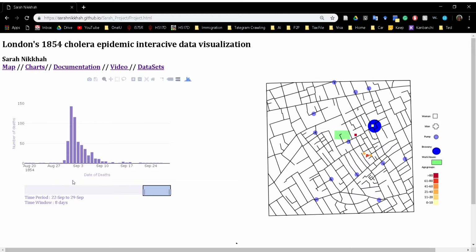Now let's say I want to understand, on September 22nd, how many people were dead and what was their gender and the age group. So as you can see, one person was dead, and it was a female, and she was between 21 and 40 years of age. Now I'm going to show you the charts.